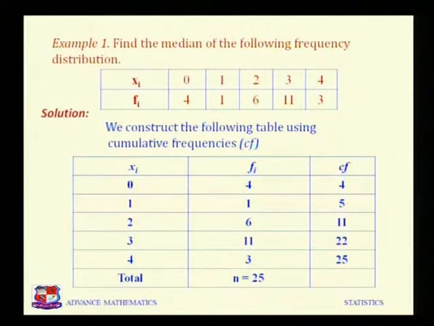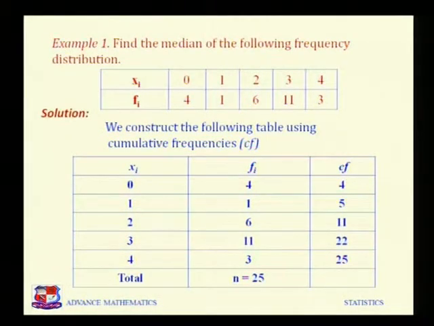Total frequencies up to the observation 1, that is 4 plus 1, which is equal to 5. After that, for xi equal to 2, fi is 6 and cf will be 4 plus 1 plus 6, that is 11.